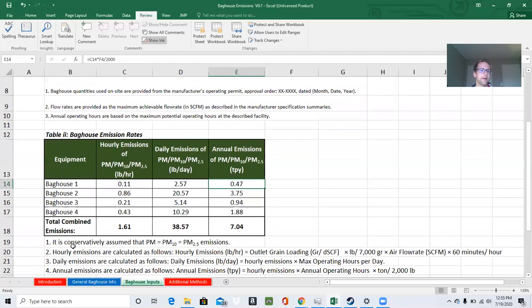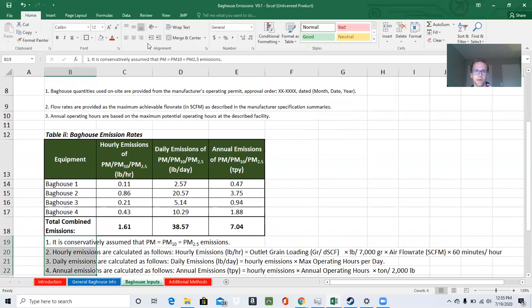And so here in the footnotes below, we've also just presented the general calculation methodology. If you're an environmental engineer, it's very useful for the agency that's reviewing your document to be able to see your work and the equations that you used. It's very effective as well if you're trying to spot check any errors that you've made. So that's the simple way to calculate baghouse emissions.